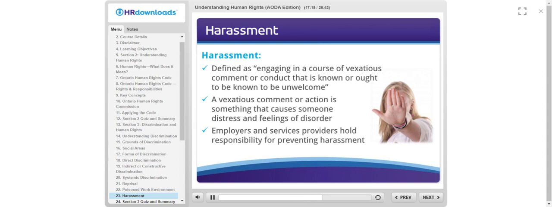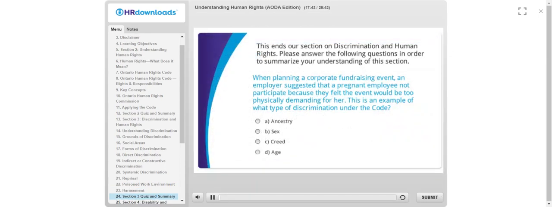Harassment can be based on any of the protected grounds or social areas listed under the Code. It's not always the intent of the harassment that matters. It's usually the effect or impact of the harassment that is of concern. Employers and service providers hold responsibility for preventing harassment, and everyone in workplaces and other environments should be aware of what to do to prevent and put an end to harassment. This ends our section on discrimination and human rights.